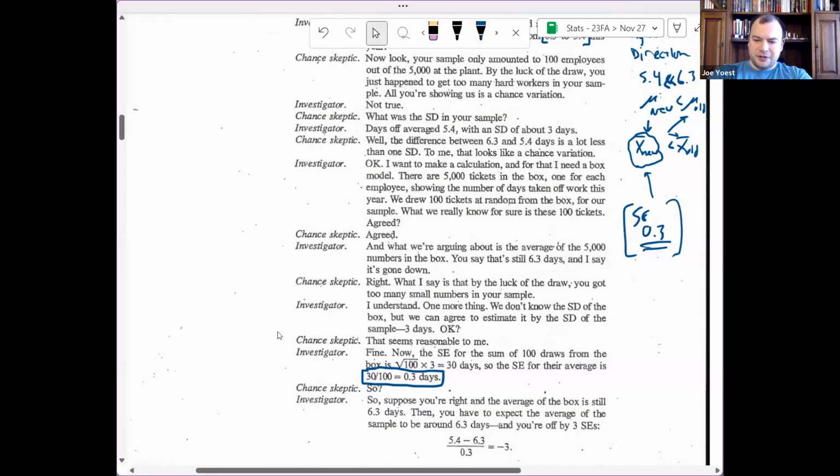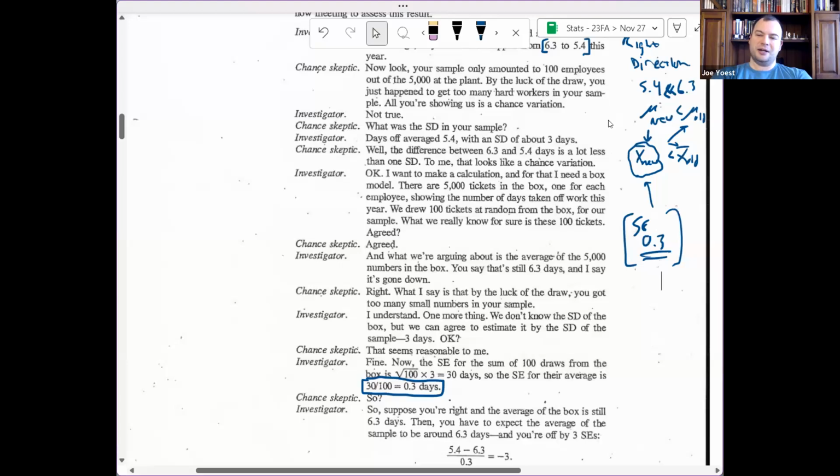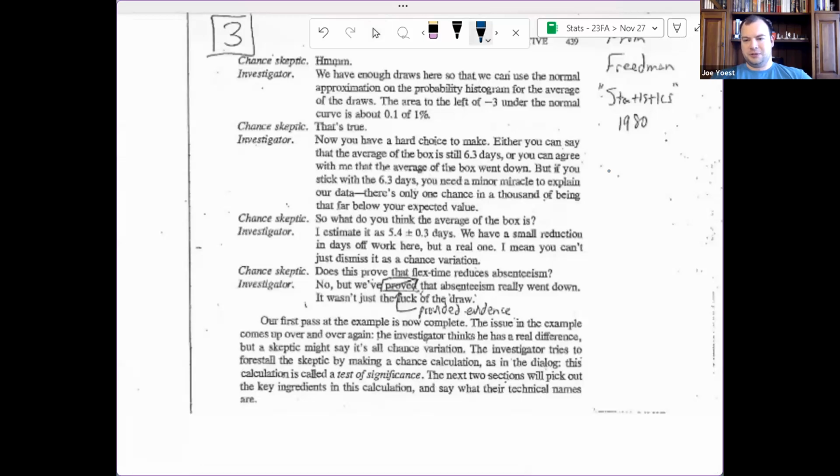So it's never impossible for this to happen by chance error or by chance through sampling error. But if it's extremely improbable, then that's where this narrative bit comes in. As the investigator says, you have a hard choice to make. You can either kind of dig in your heels and say the mean is still 6.3 and this x bar is just a fluke event.